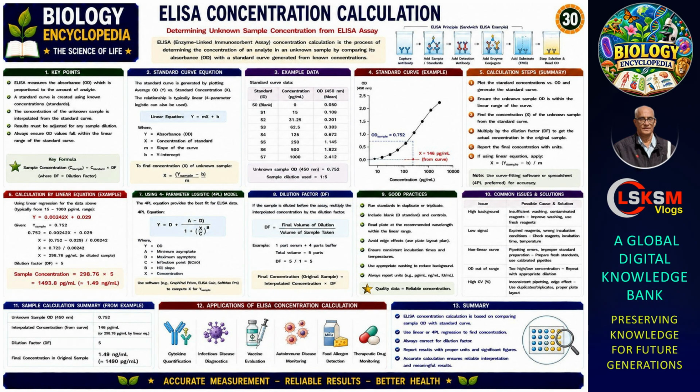Thirty. ELISA concentration calculation. ELISA concentration calculations use enzyme-linked immunosorbent assays to determine the amount of a specific antigen or antibody in a sample. Standard curves and absorbance measurements help estimate unknown concentrations.